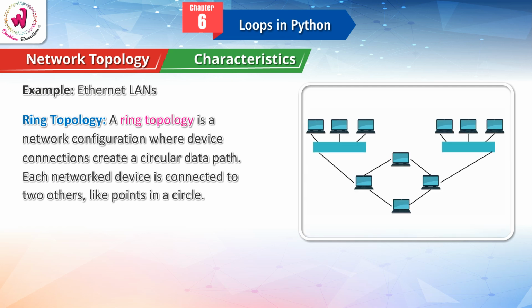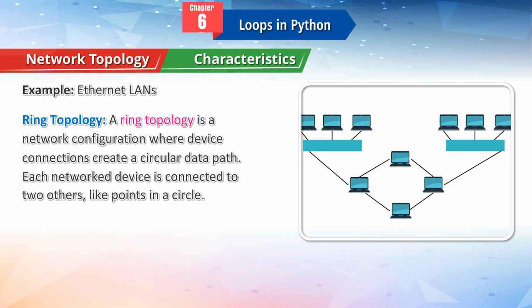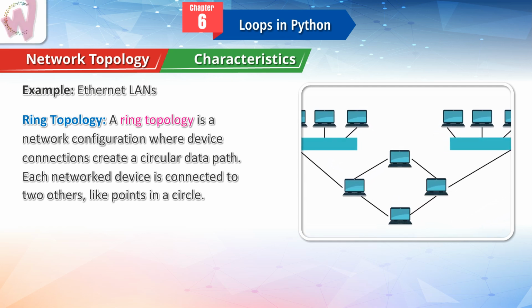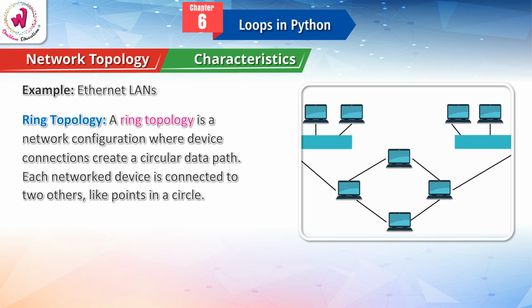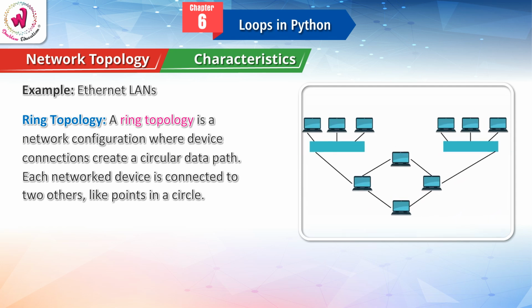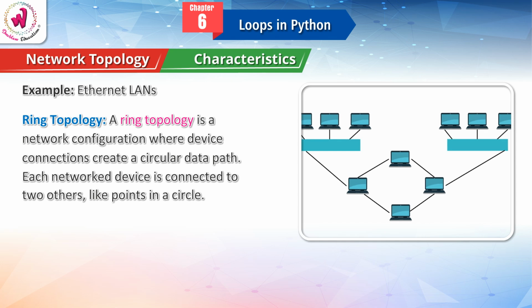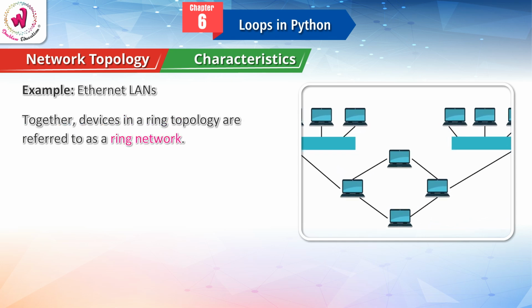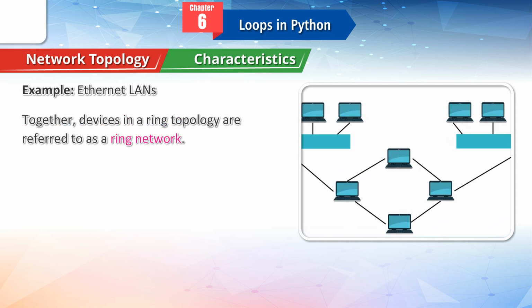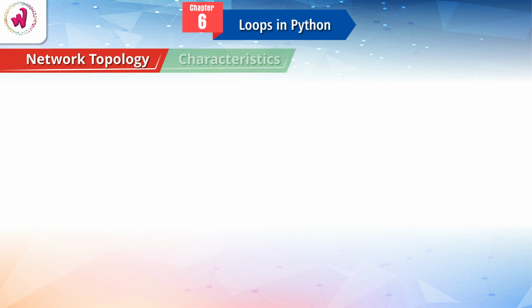4. Ring topology. A ring topology is a network configuration where device connections create a circular data path. Each networked device is connected to two others, like points in a circle. Together, devices in a ring topology are referred to as a ring network.